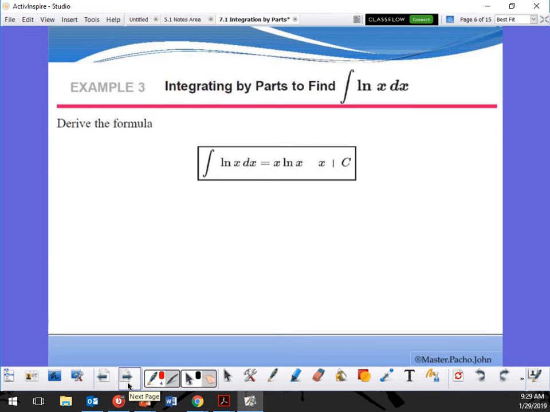All right, so we're going to derive this formula. Why does that look odd? I'm missing something, right? Is that a plus c? It's supposed to be minus x and plus c. There we go. It's weird. Minus x and plus c. All right.